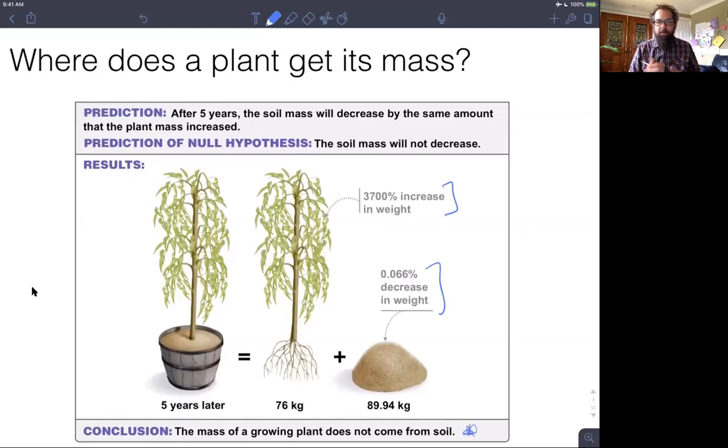And so where does the mass of the plant come from? This is not necessarily an intuitive answer. Thinking about it, it made sense to set this up this way and to test whether the mass is coming from the soil. But it turns out, of course, that it doesn't. So where does that mass come from?